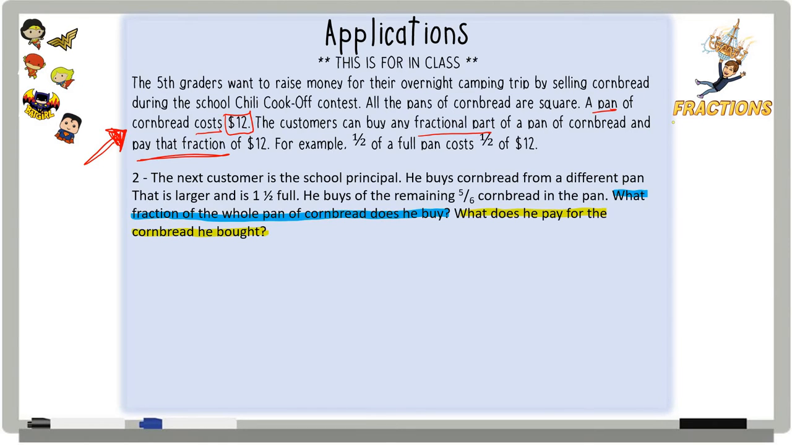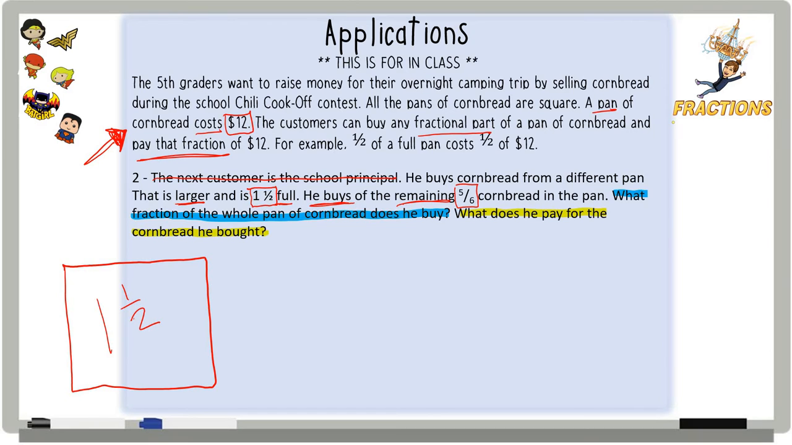The next customer is the school principal. Not necessarily all that important, but that was very nice of him. He buys cornbread from a different pan that is larger and is 1 1/2 full. He buys the remaining 5/6. So it's 1 1/2 full, and he buys the remaining 5/6 of that cornbread pan. Okay, so what's happening here is you have a bigger pan. So instead of just being worth 1, this is worth 1 1/2.